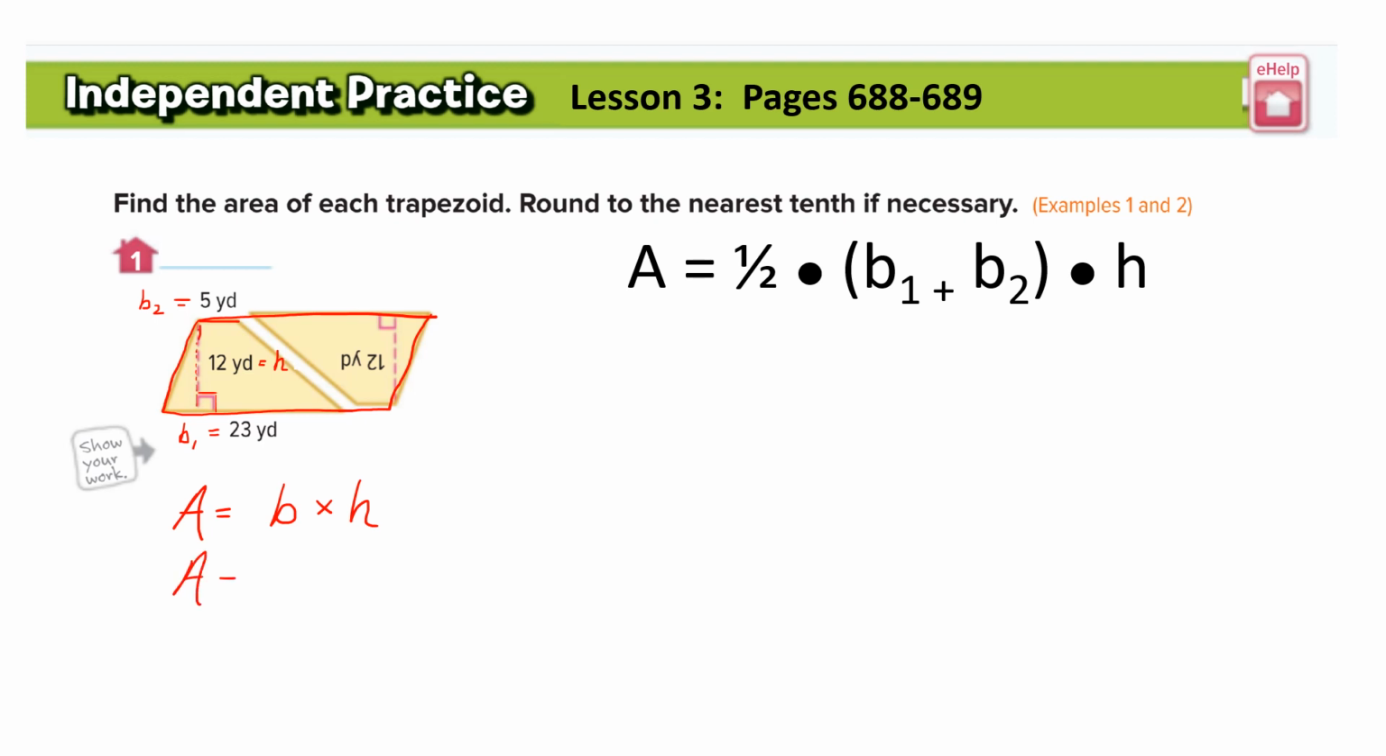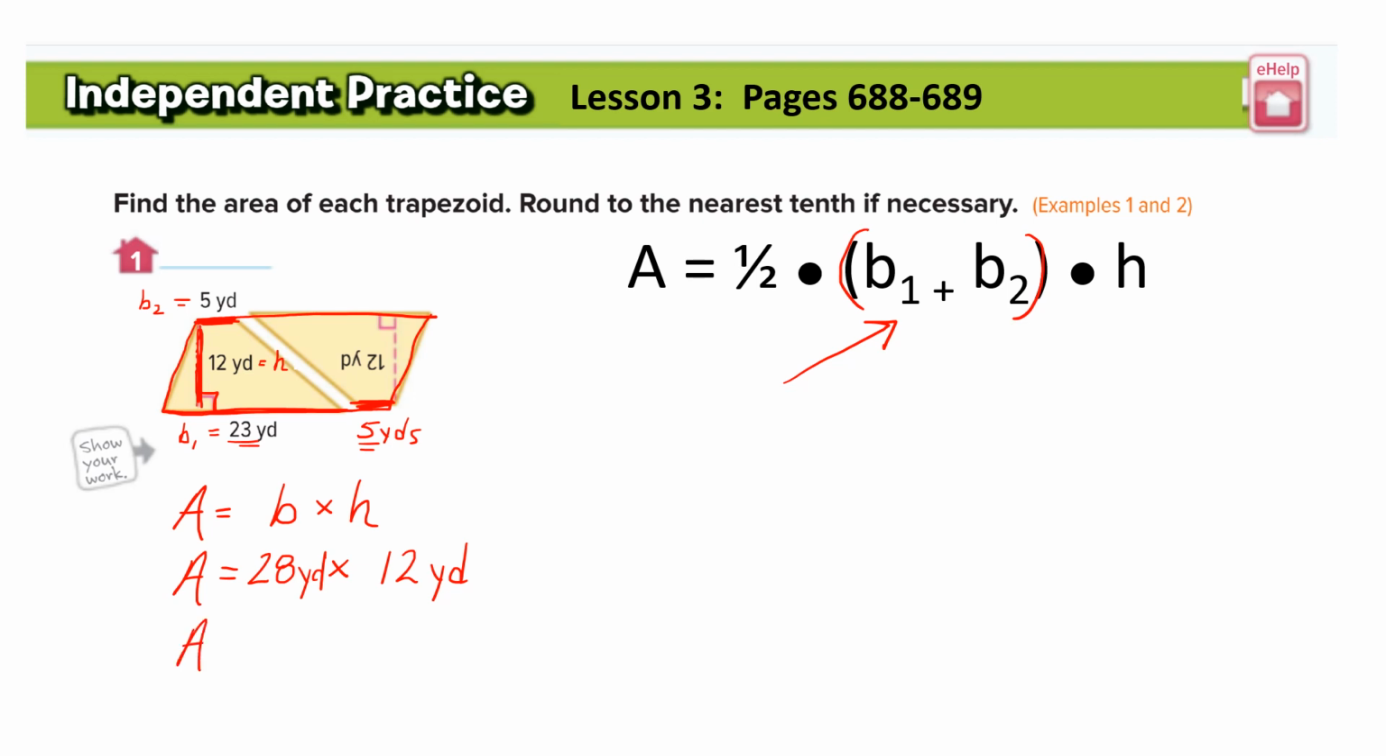Well, we know the height. The height's here, 12. So we have 12 yards. But now the base. The base is actually 23 right here. And then this little piece is redrawn over here, and that's 5 yards. So that's where we get in our formula, base 1 plus base 2. And in this case, 23 plus 5 is 28 yards.